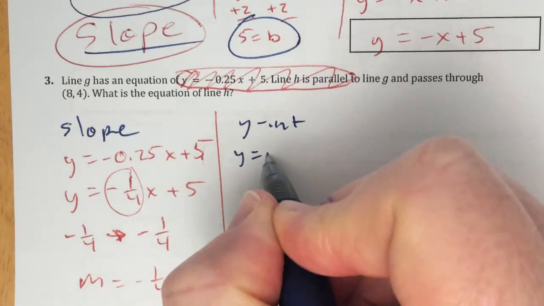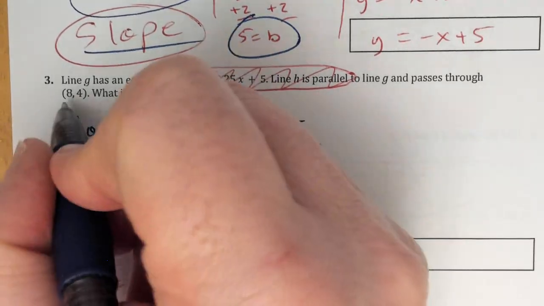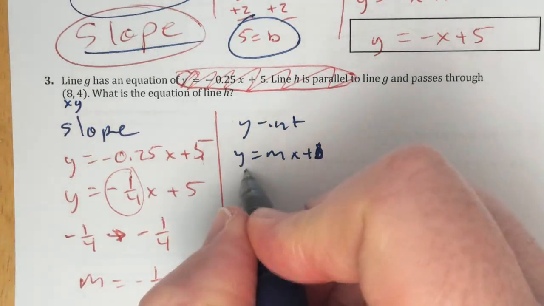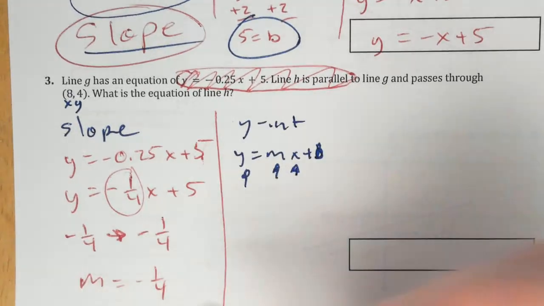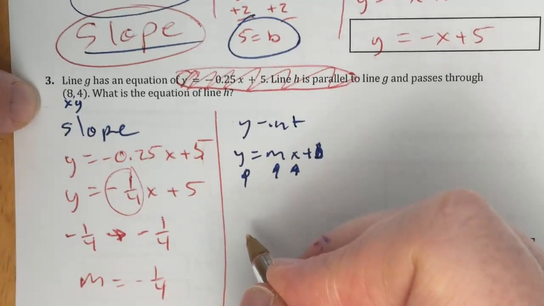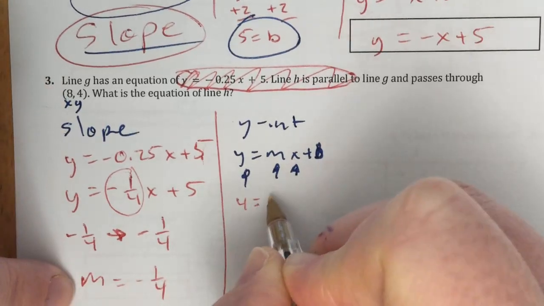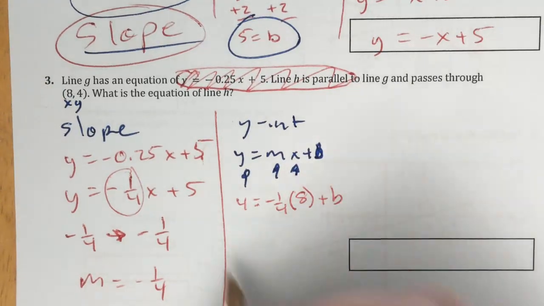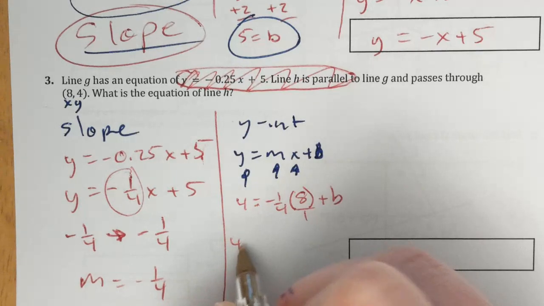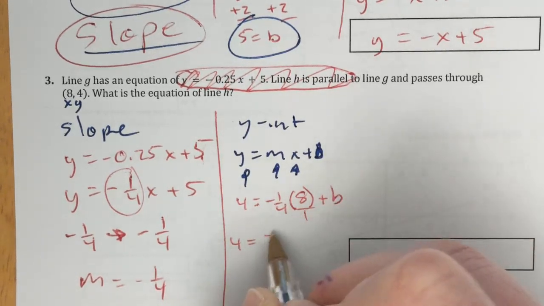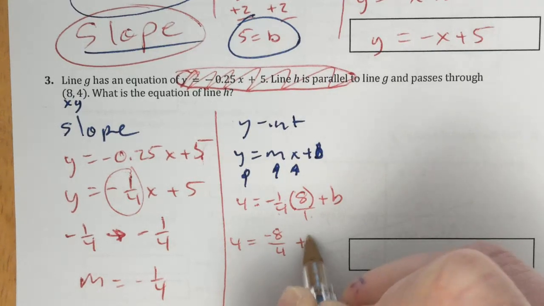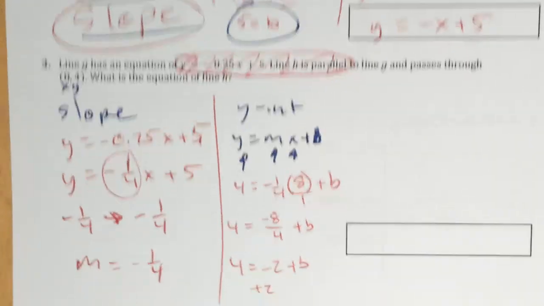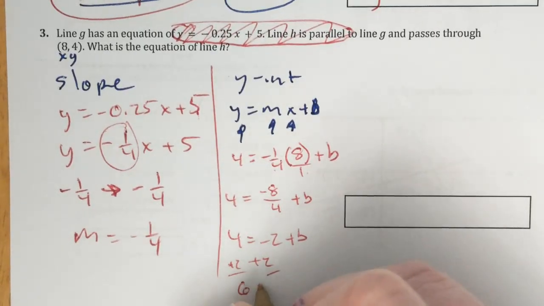So y equals mx plus b. You plug in everything else. So this is my x and my y. Plug in everything else and solve for b. So y is 4 equals your m, which was negative 1/4, your x, which was 8, and then plus b. All right, just put this over 1 and multiply straight across. So that's 4 equals negative 1 times 8 is negative 8, and 4 times 1 is 4, plus b. So 4 equals negative 2 plus b. You would add 2 to both sides, and you get 6 equals b.